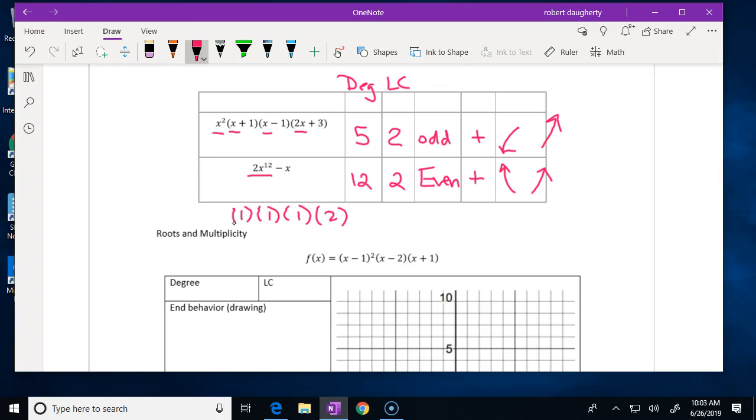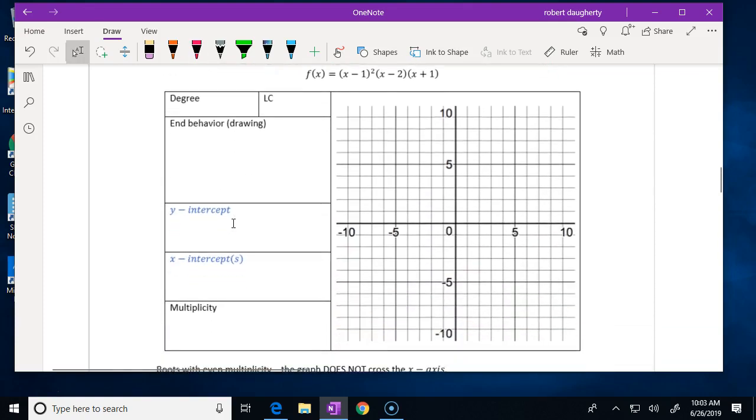So we'll need that information when we come to graph a polynomial. So let's look at something that we need to graph here. So we need to graph f of x is x minus 1 squared times x minus 2 times x plus 1. What is the degree?